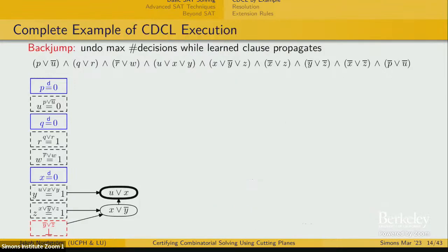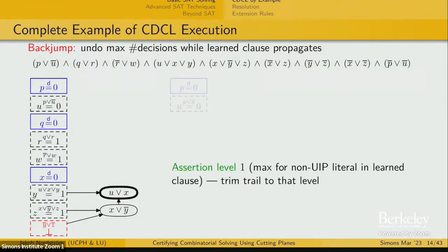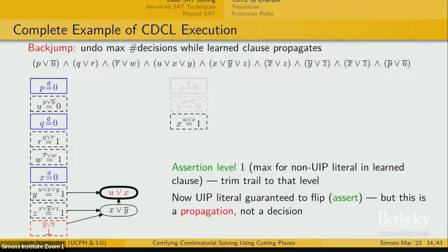Okay. In fact, it will backjump. It will look at how much can I trim the trail while still having this clause propagating. And it turns out that for this conflict, this decision on Q and all the propagations were completely immaterial. So I'll trim them away, but I'll keep the decision on P and the propagation on U, and observe that given those two assignments, this new clause propagates X to true. And now I'm back again.